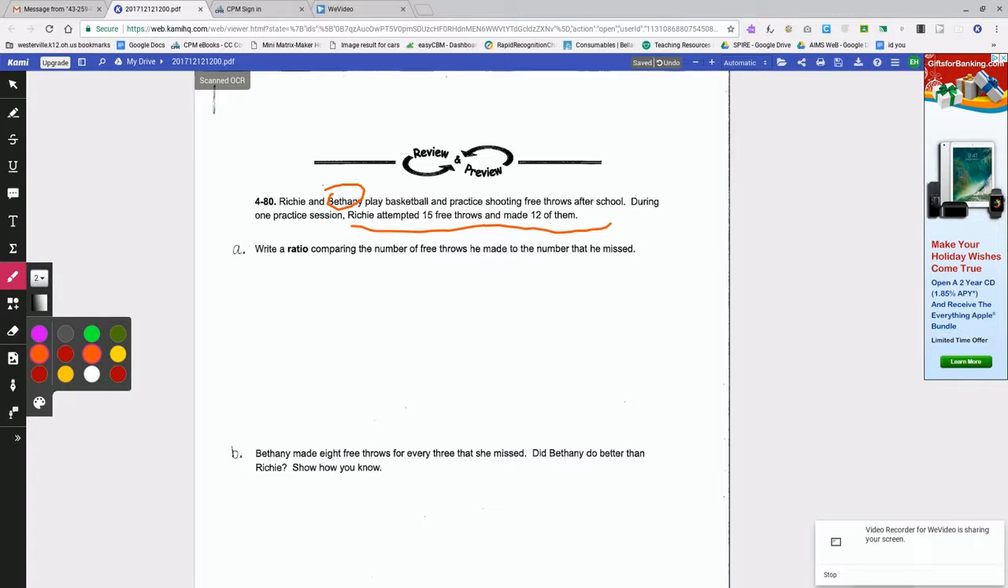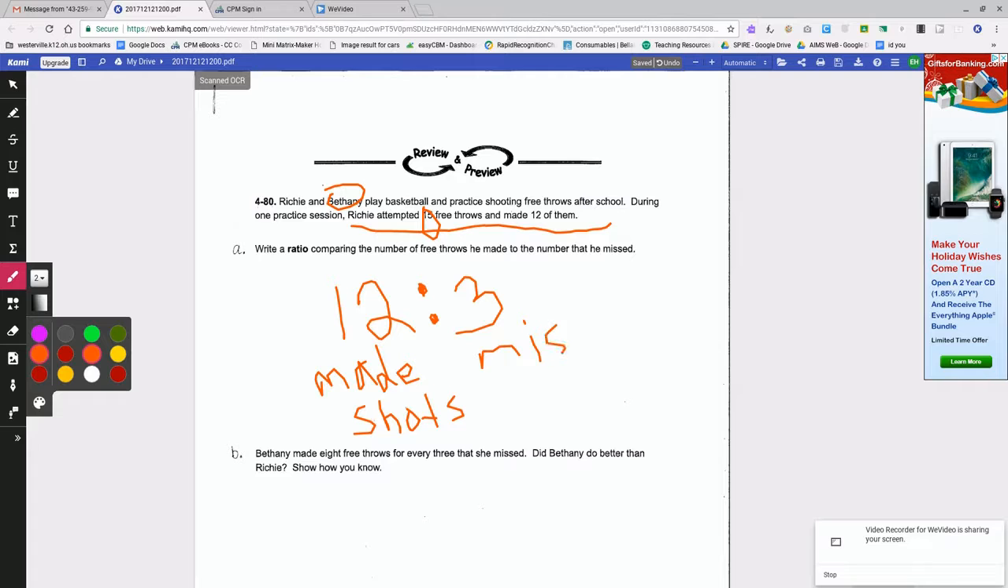So for some of you who don't play basketball, basically it's saying to write a ratio comparing the number of free throws he made to the number he missed. Well, if he attempted 15 and made 12, that would mean he missed 3. So he took a total of 15, made 12. That means he missed 3. So again, let's make sure we're writing what we're comparing, so we can say 12 made shots to 3 missed shots.